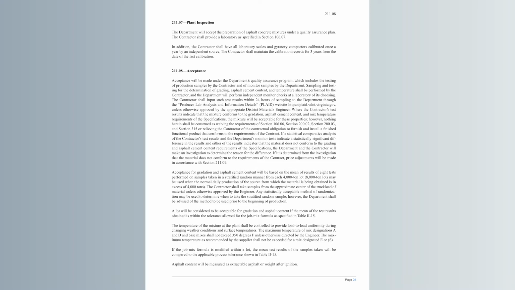211.07 talks about plant inspection. The department will inspect your plants on a yearly basis. They can do it more frequently if there's a reason for them to go out and look at it. In addition, the contractor shall have all the laboratory scales as well as your gyratory compactor calibrated yearly by a third-party source.